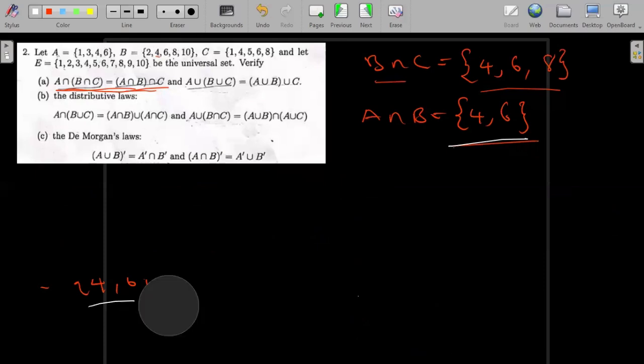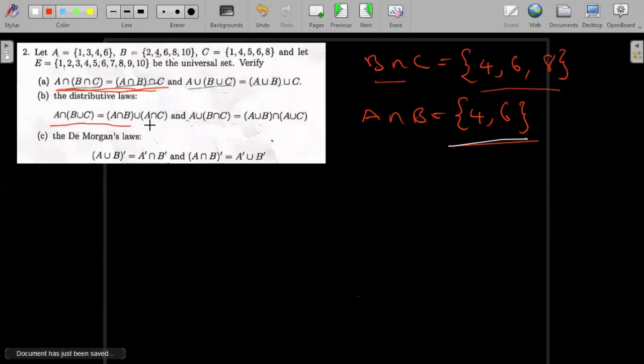All right, so now let's do part B, the distributive laws. So verify the distributive laws. So we verify. The other one, you can do it on your own. It's the same concept. So we verify B now, the first part.